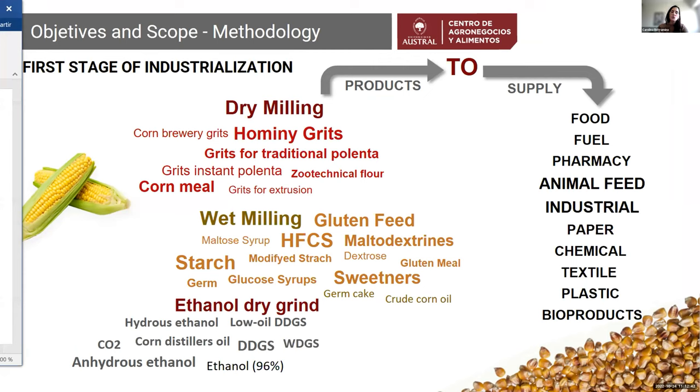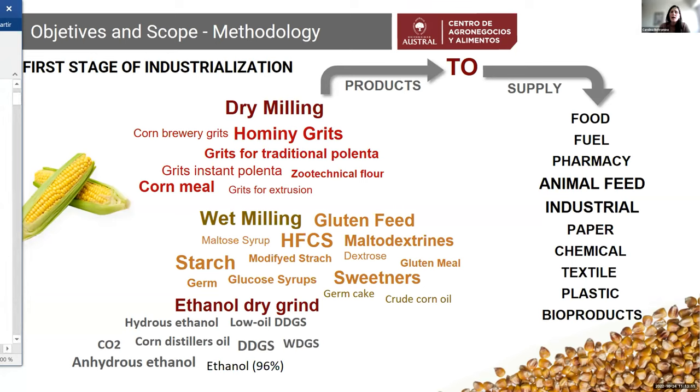Now, given the integrated nature of these industries, we included in our scope all the production processes and the resulting corn products that are typically integrated in wet milling, dry milling, and ethanol production plants. So overall, the result expanded and we addressed 32 different corn products and co-products resulting from the first processing of corn grain. Most of them, you will be able to see them now on the screen.